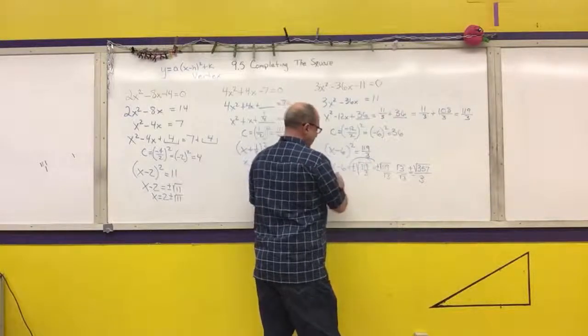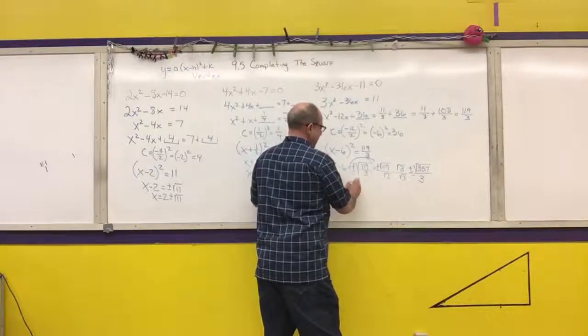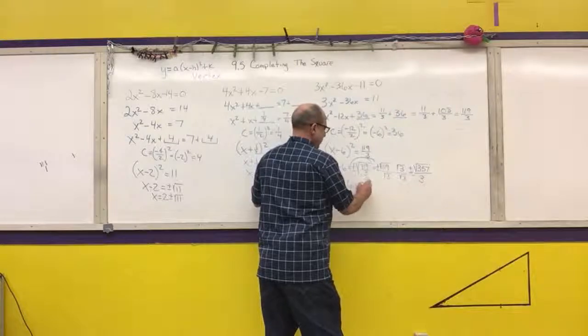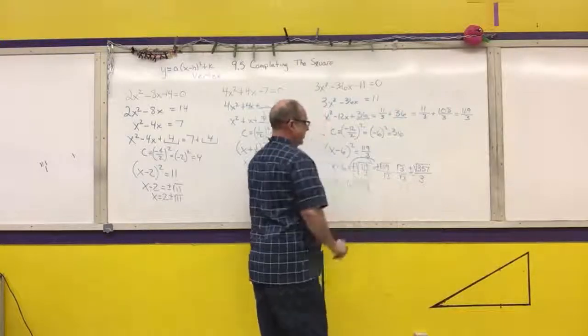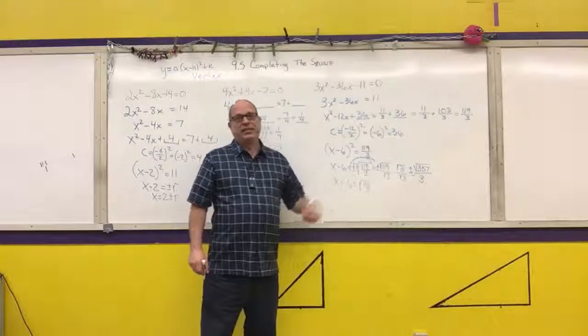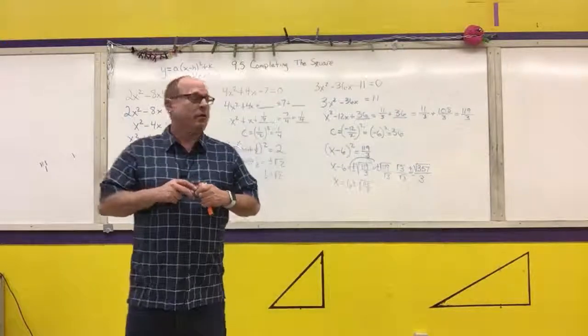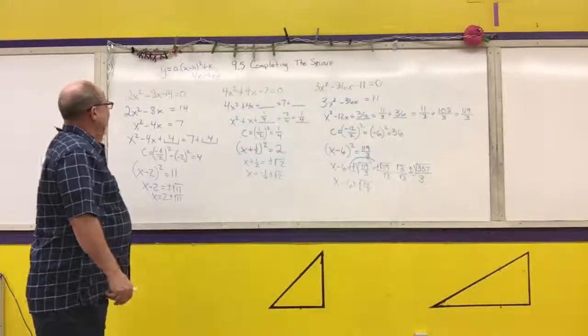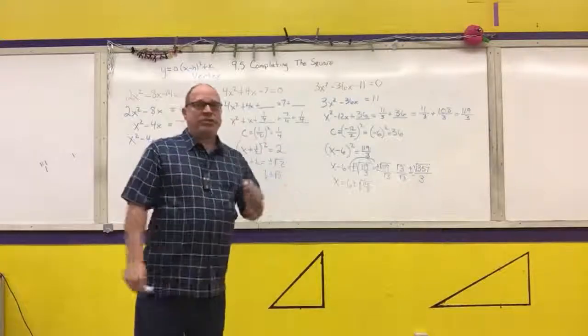Then add 6 to both sides. X equals 6 plus or minus the square root of 119 thirds. If possible, you want to simplify that first. So that's how you complete the square to solve equations.